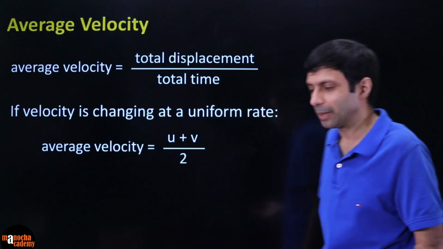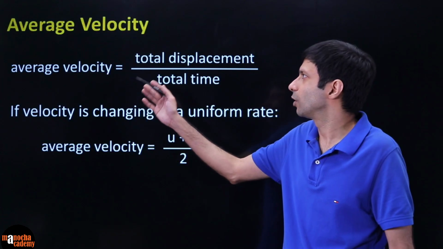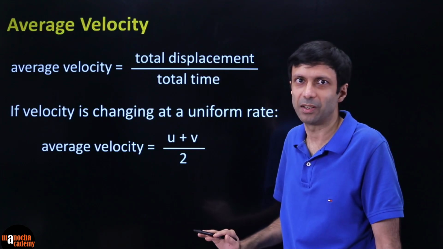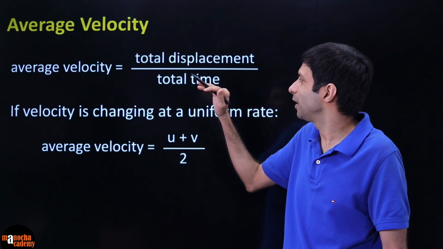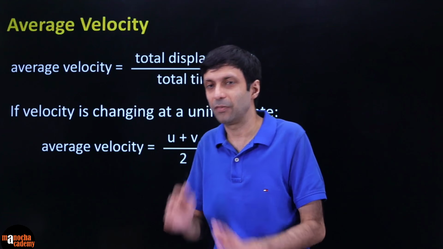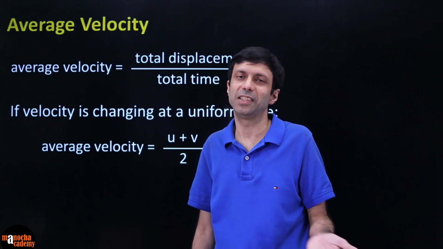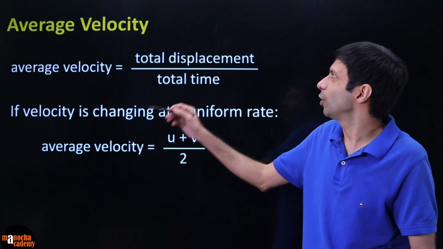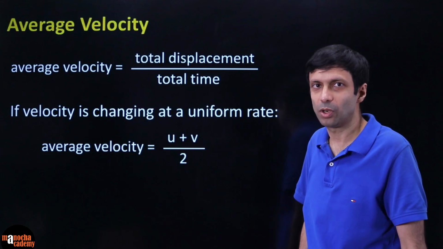So just like you have the concept of average speed, you will also have the concept of average velocity. Just replace distance with displacement. So total displacement divided by total time, as simple as that. If the body is traveling in a straight line, then distance and displacement are the same. So average velocity is total displacement divided by total time.